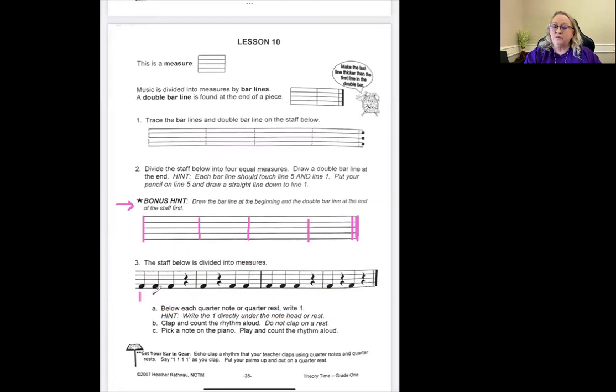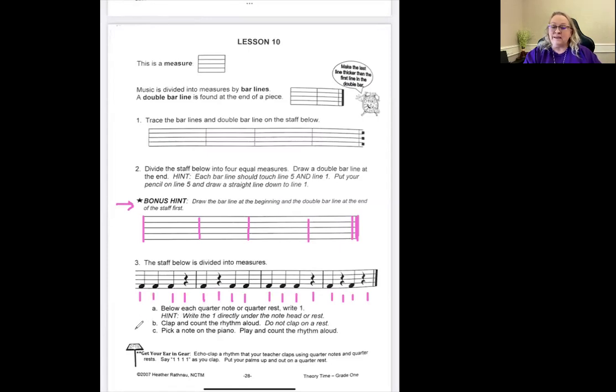They just want you to go 1, 1, 1, 1. So there should be 4 ones underneath each measure. They're showing you that there are 4 beats in each measure. A quarter note gets a beat and a quarter rest gets a beat. Very easy, simple. Later, we'll count to 4. We'll say 1, 2, 3, 4 instead of 1, 1, 1, 1. Okay, and it says to write the 1 directly underneath the note head or rest.